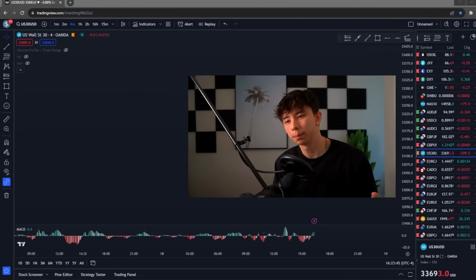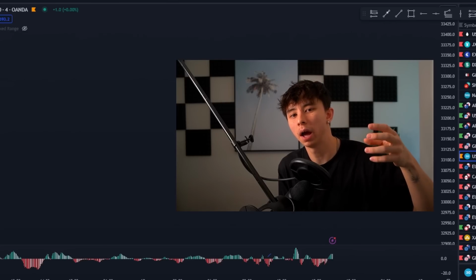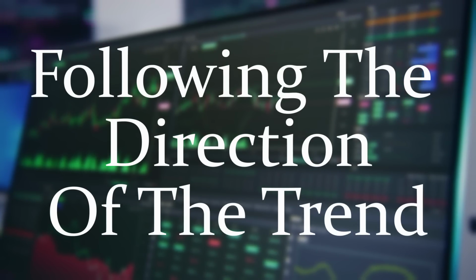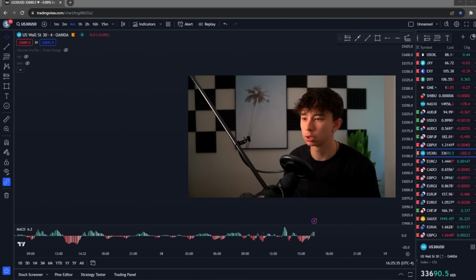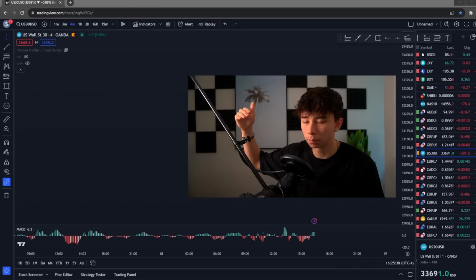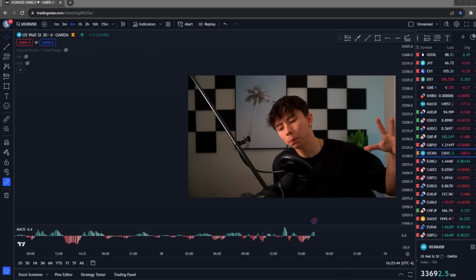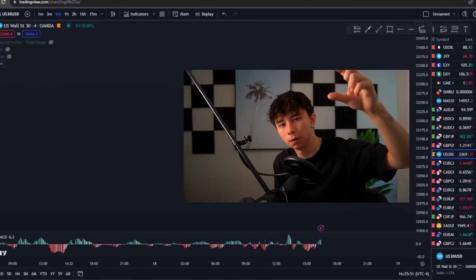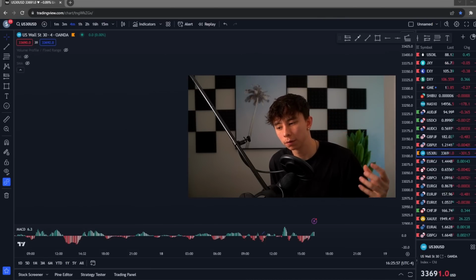Okay, so firstly, I want to talk about the first concept of taking a high probability setup. One of the first confirmations we're going to go over that can help to add to your probability and give you a higher probability outcome is following the direction of the trend. So when I'm looking for a trade, I'm looking to add as many of these confirmations as possible to give me the highest outcome probability. I like to think of all these different confirmations when I'm trading. That way, when I add them all together, I know that this confirmation says we're going to go into a sell, this confirmation says we're going to go into a sell, this confirmation says we're going to go into a sell. And when I have all these confirmations together, it helps.